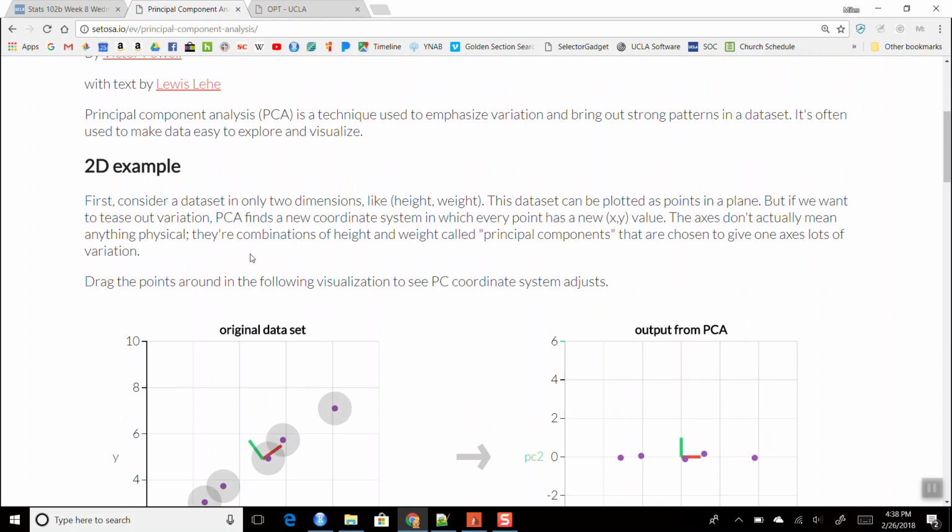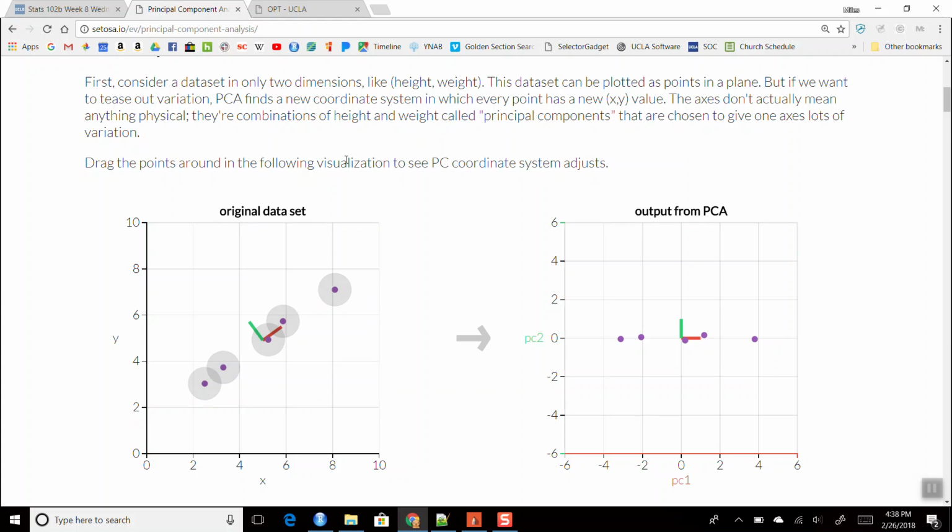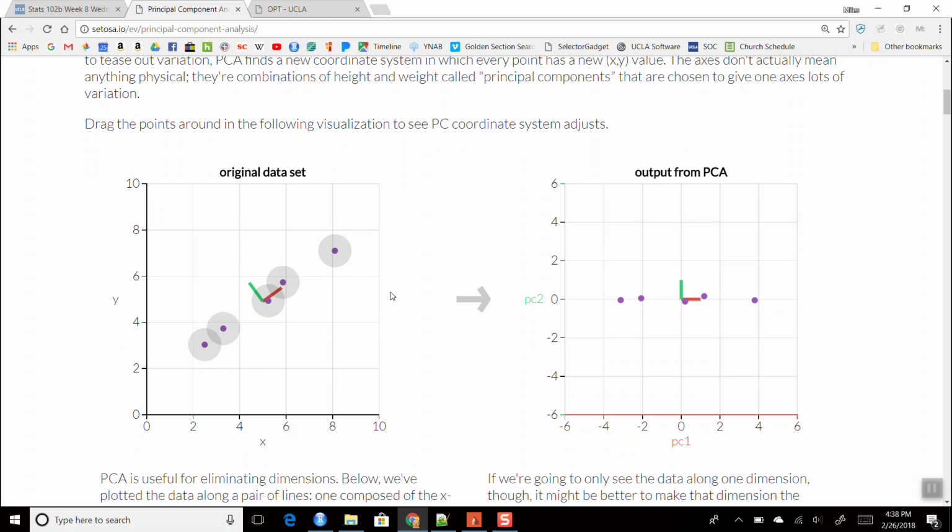All right. So here it says, first, consider a data set in only two dimensions, like height and weight. This data set can be plotted as points on a plane, and that's what we have, okay? But if we look at the variation, it says PCA finds a new coordinate system in which every point has a new x and y value, okay? These axes don't mean anything physical, but they're combinations of height and weight. So we create linear combinations, okay?